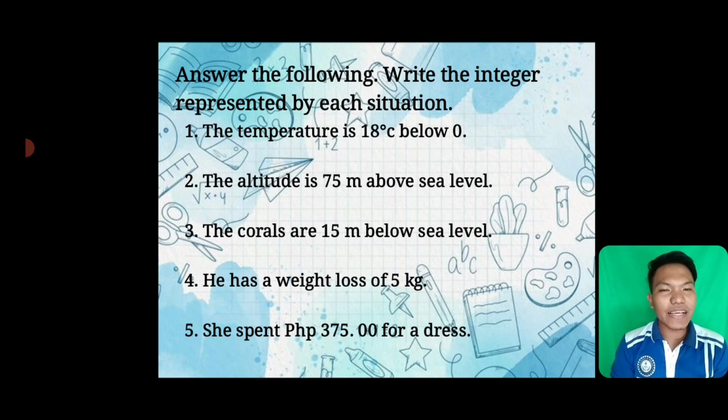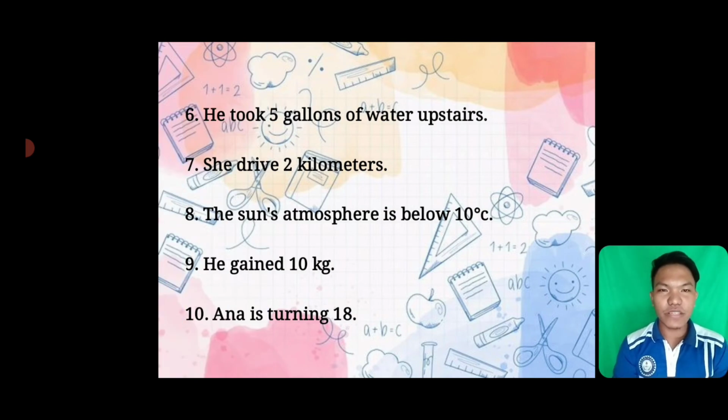Number 4, he has a weight loss of 5 kilograms. Number 5, she spends 375 pesos for a dress. Number 6, took 5 gallons of water upstairs. Number 7, she drive 2 kilometers. Number 8, the sun's atmosphere is below 10 degrees Celsius. For number 9, he gained 10 kilograms. And for the last number, Anna is turning 18.